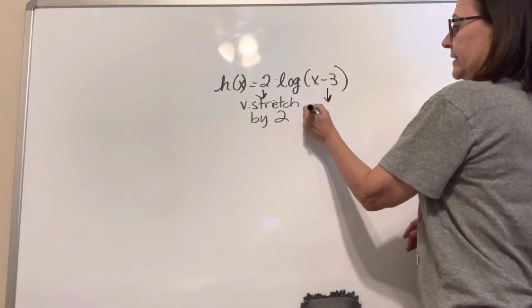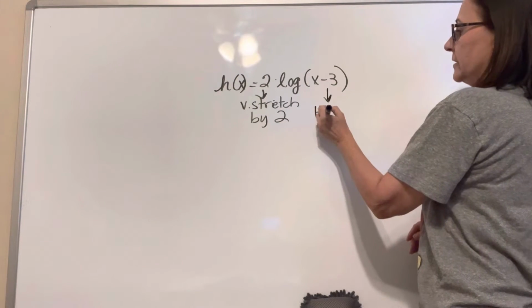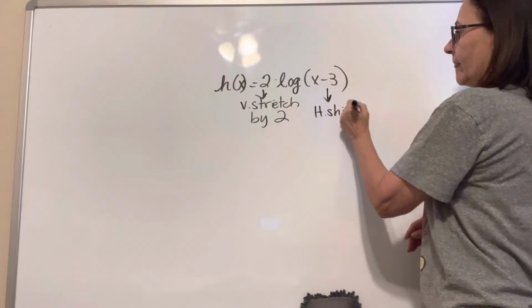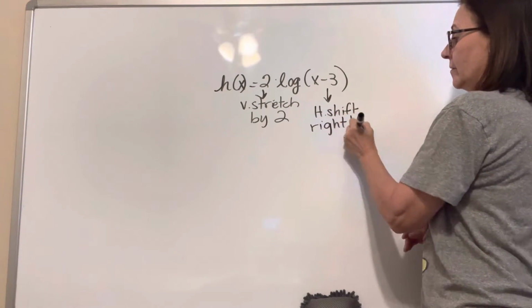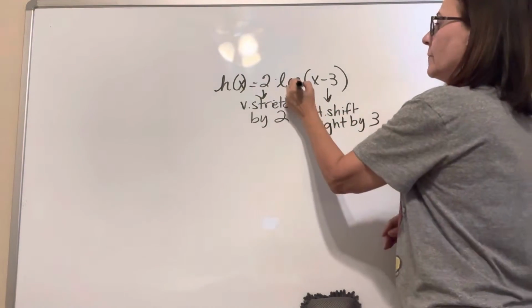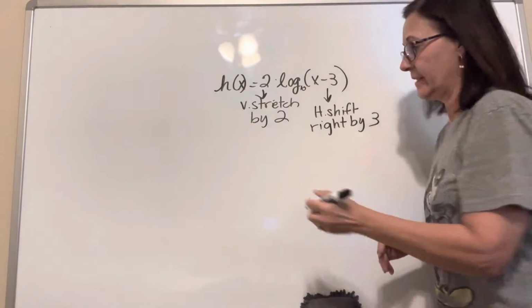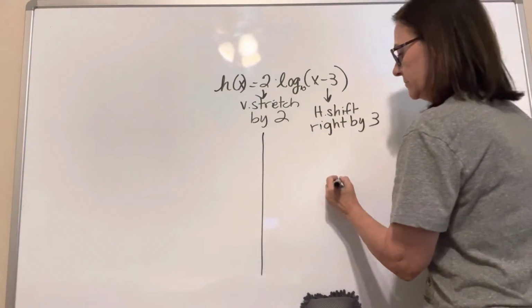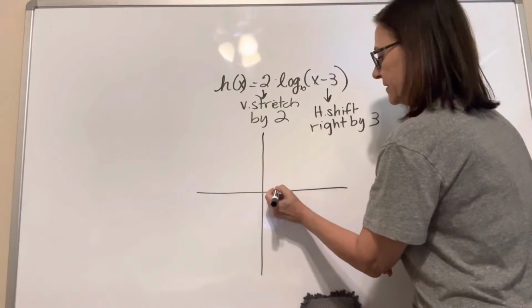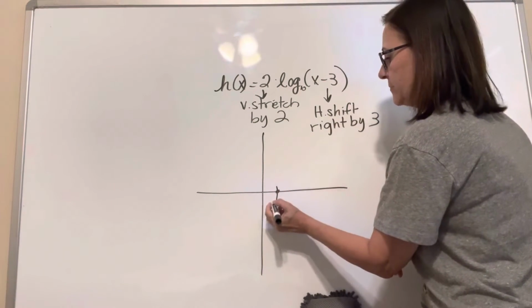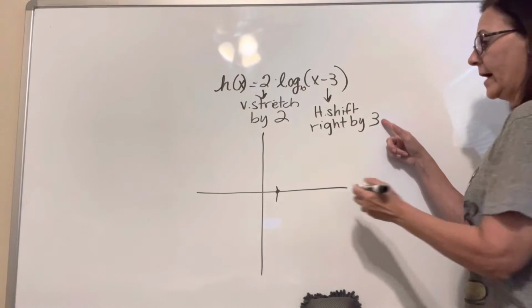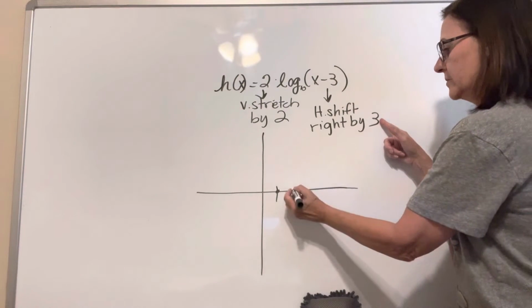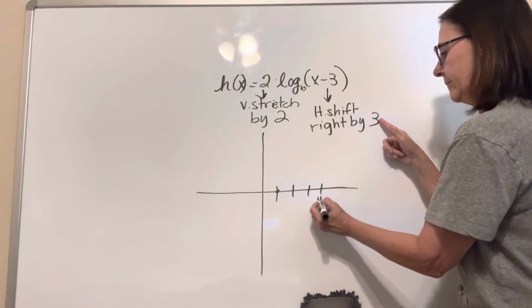This is a horizontal shift. This is going to be right by 3. Remember, my base is 10 because it's not there. All right, so we're going to attempt to graph this. This is the place I'm shifting, that 1, 0. So I'm going to shift it right by 3. So that's 1, 2, 3. I'm going to be at 4.